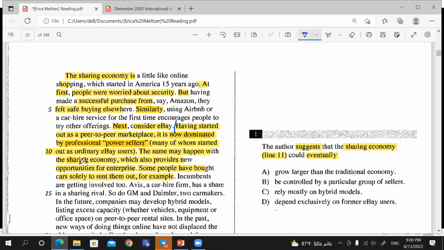I need to focus on sharing economy found in line 11. And the beginning of this sentence is referring back: the same may happen. I want to know what is that same that may happen with the sharing economy. Okay, it is now dominated by professional power sellers. Okay, is it clear? And even here, which also provides new opportunities for enterprise. Some people have bought cars solely to rent them out.